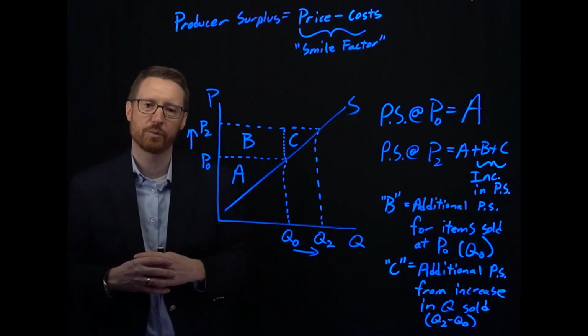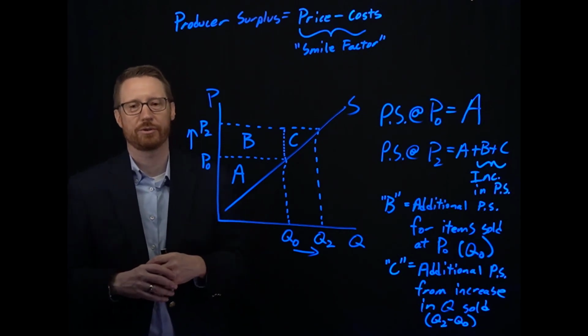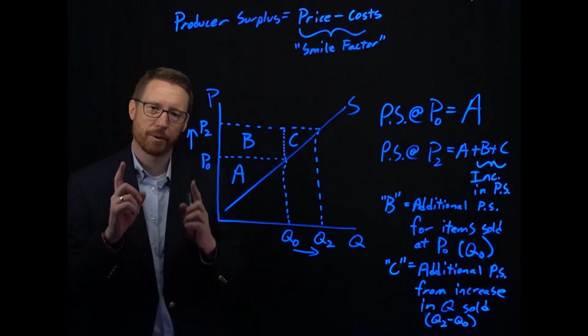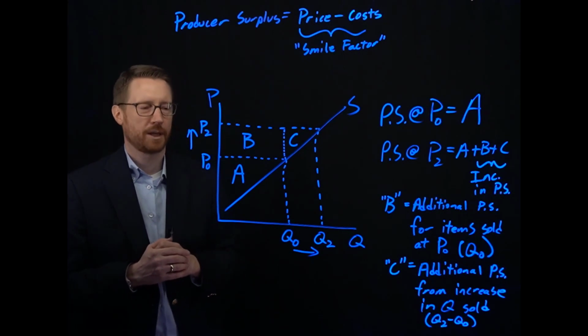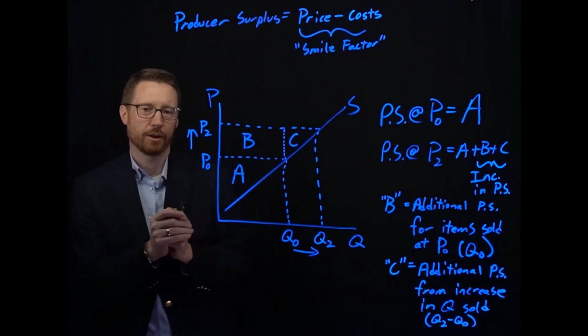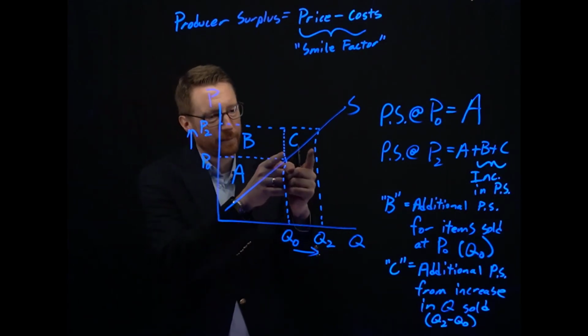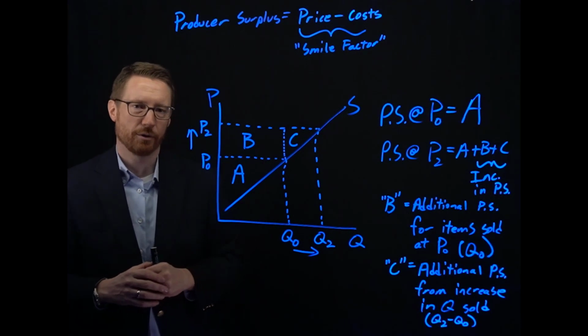So what happens to producer surplus when prices increase? Obviously, producer surplus is going to increase, but importantly, why? Because producers are getting more surplus for the units they would have sold at the lower price, and they're getting additional surplus from the additional units that they sold.